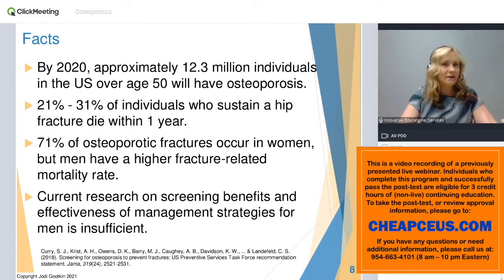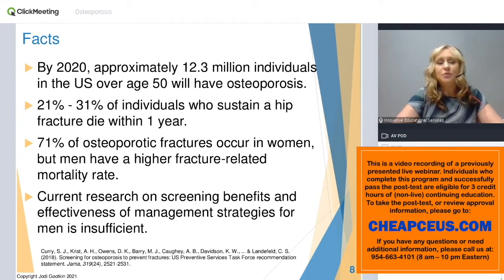We'll start with a little bit of data related to our topic of osteoporosis. The U.S. Preventative Services Task Force puts recommendations out related to many different conditions and specific for osteoporosis. The data is very concerning, but it also highlights opportunities for us as clinicians to help our populations. The prediction is that we currently have about 12.3 million individuals over the age of 50 with osteoporosis, and almost a third of those individuals who sustain a hip fracture will pass within 1 year.